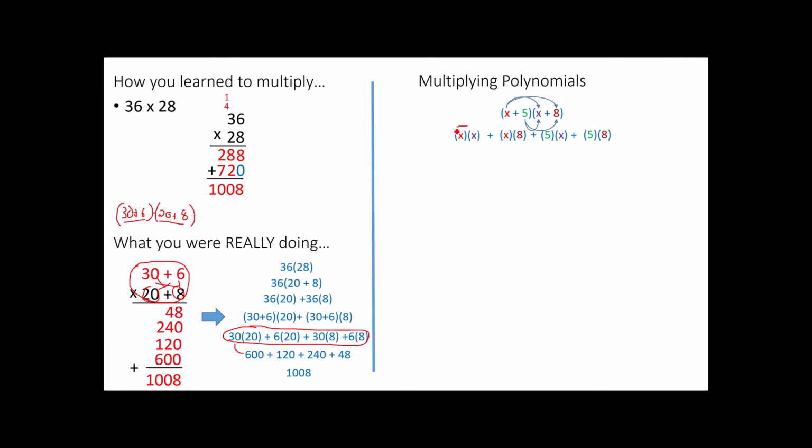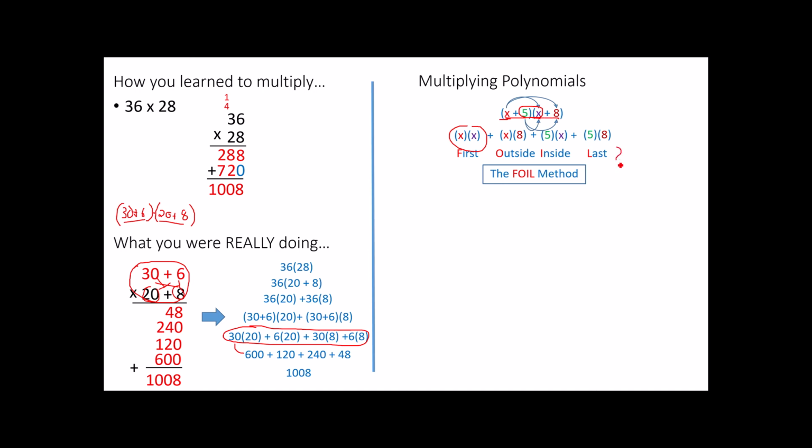Notice what I did is I took the first item in each parentheses and multiplied it together. I then took the first item and the last item and multiplied them together. Notice those are on the outside edges. I then took the 5 times the x, which are the things that are closest together. We sometimes refer to those as the inside. And then I took the 5 times the 8, or the last item in each set of parentheses. Notice that creates an acronym FOIL, the FOIL method. If you've heard of the FOIL method, this is what they're talking about. It's how you multiply a binomial times a binomial.